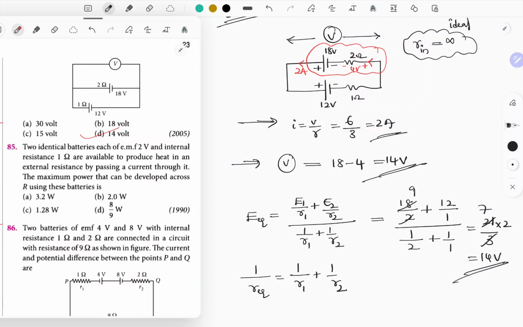Yes, I got the answer. This is another method to find the equivalent voltage, or equivalent EMF, of different cells which are connected in parallel. Got it?